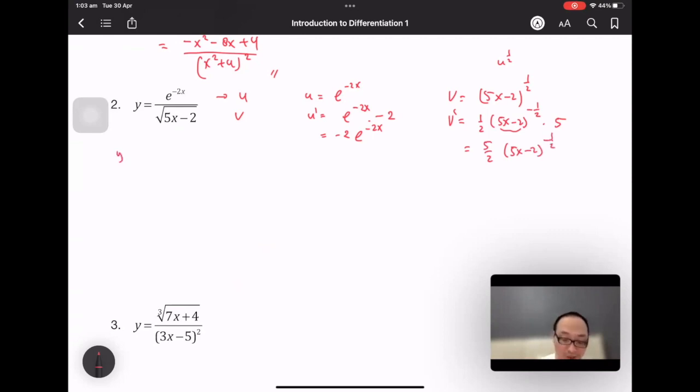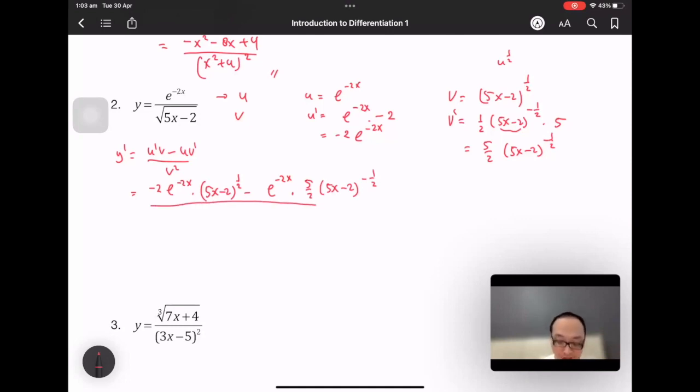So we put into the formula, y prime is u prime v minus u v prime over v squared. So u prime is negative 2e to the minus 2x, v is (5x minus 2) to the power of half, minus u v prime. So u is e to the minus 2x, v prime is 5 over 2 (5x minus 2) to the minus half, over v squared. So it's 5x minus 2 without the square root because it's being squared.